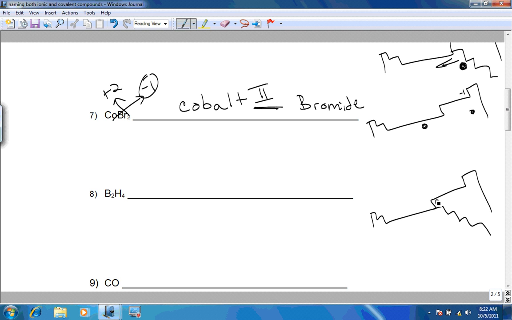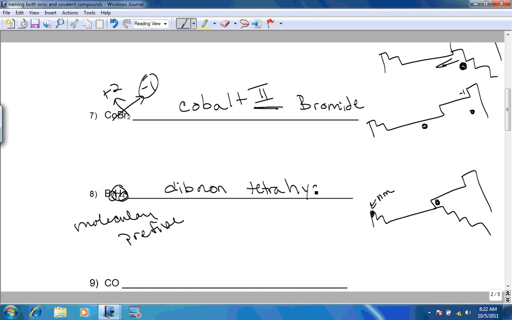Alright. Boron and hydrogen. Boron is here. Hydrogen's over here. Remember, hydrogen is still a nonmetal even though it's on the left side. So that means we have nonmetal bonded to a nonmetal, which means we have molecular, which means that we're going to be using prefixes. So we have 2 borons, so that becomes diboron, because di is a prefix for boron. 4 is tetra, and we're looking at hydrogen, so that becomes tetrahydride.